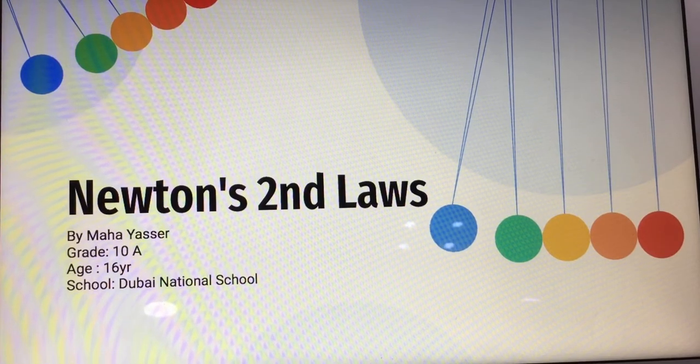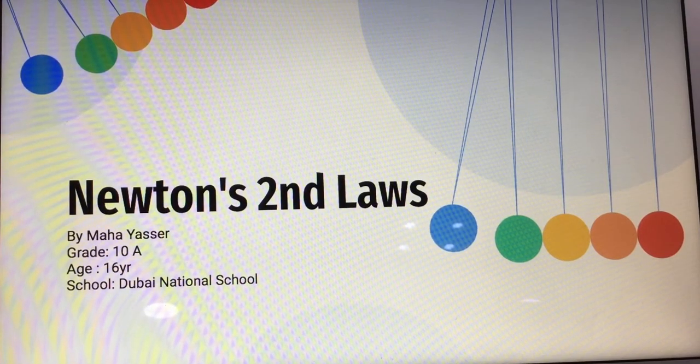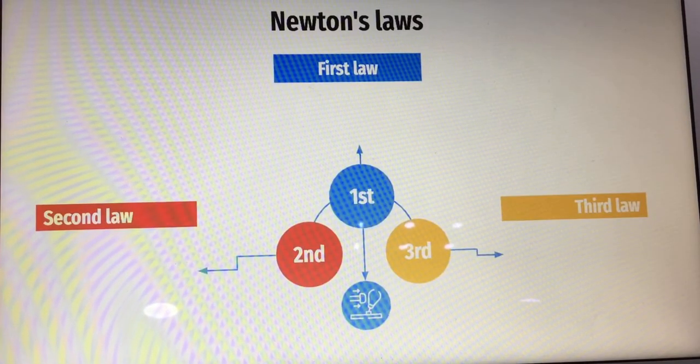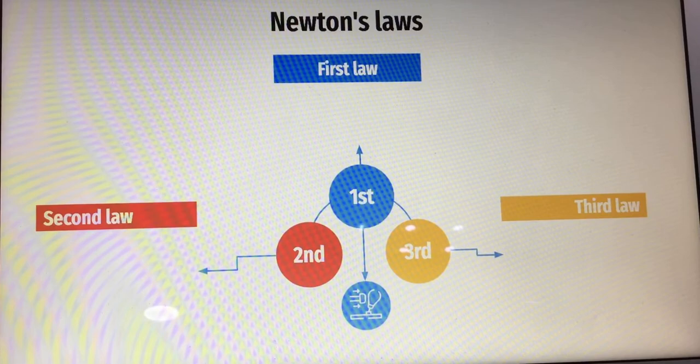Today I'll be talking about physics and specifically Newton's second law. First, let's define what Newton's three laws are.